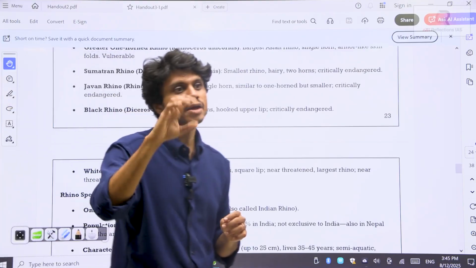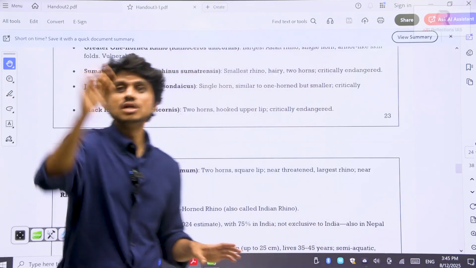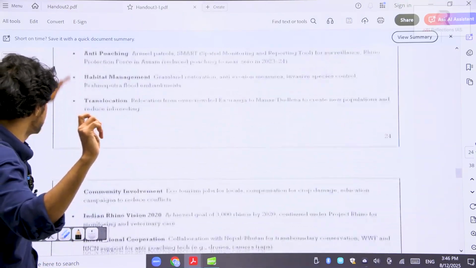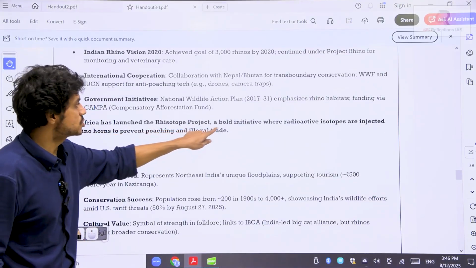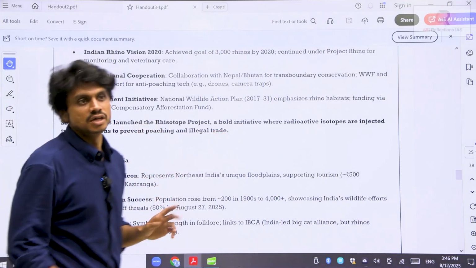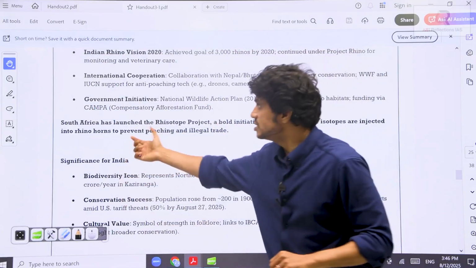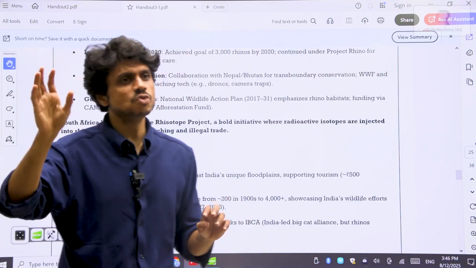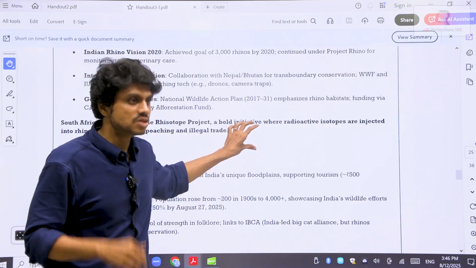We have discussed that their horns have some kind of properties, and for this they are hunting, poaching, killing them. Now recently in Africa, one country has done a kind of experiment. South Africa has launched the Rhisotope project, a bold initiative where radioactive isotopes are injected into rhino horns to prevent poaching and illegal trade. Even if they poach and take away the horns, they will be easily tracked. Now I use these in innovative methods to protect. Usually you will not see UPSC Mains students writing these kinds of key concepts, use of technology, use of innovation and all.